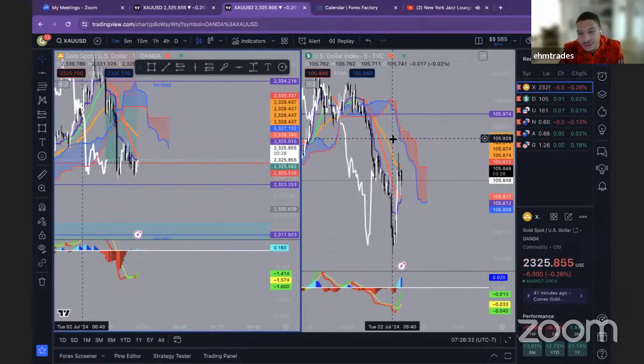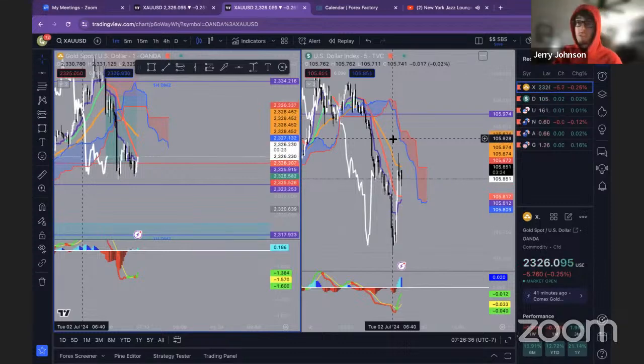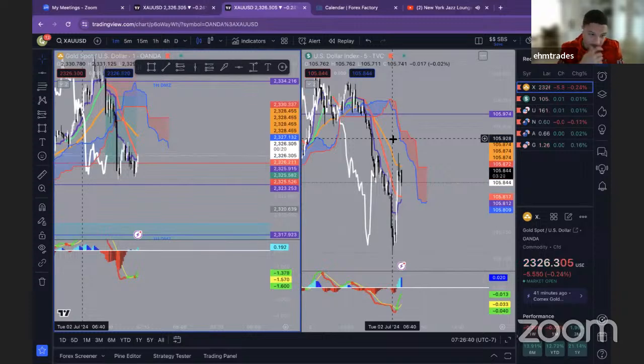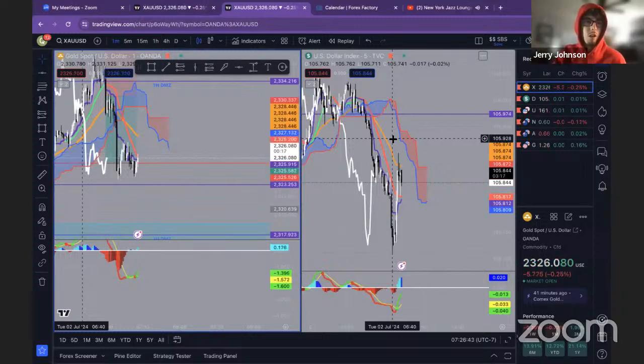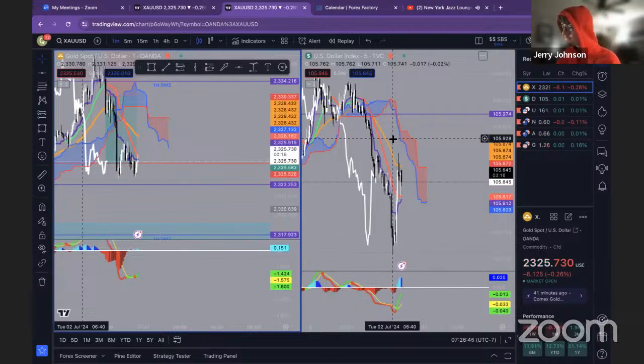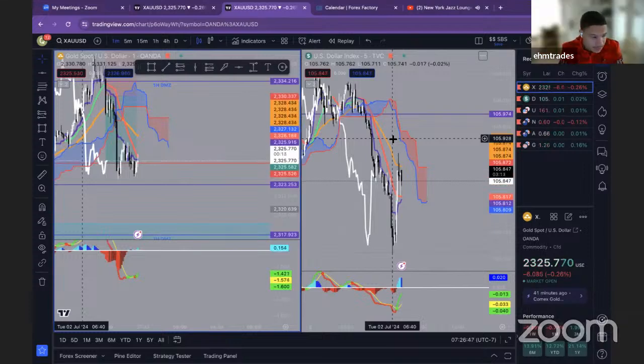3 entries. Or how many entries have you taken, Jerry? I took 4 entries. The first one I got out a little early because of news. The second one I rode longer. 4 for 4 on the day.